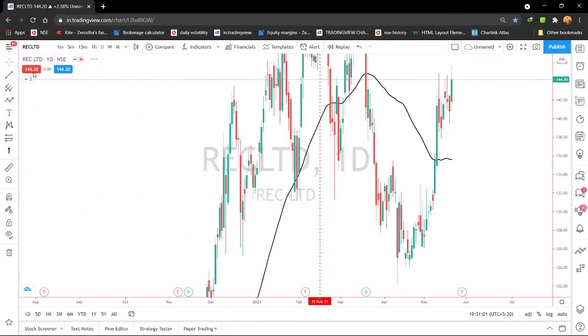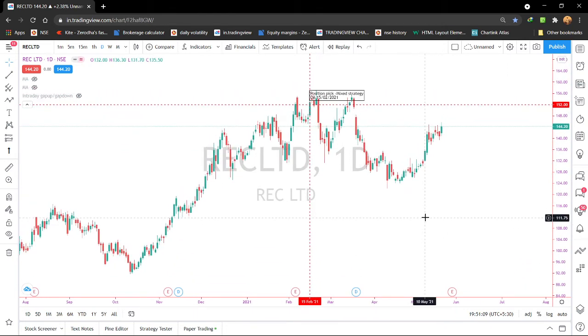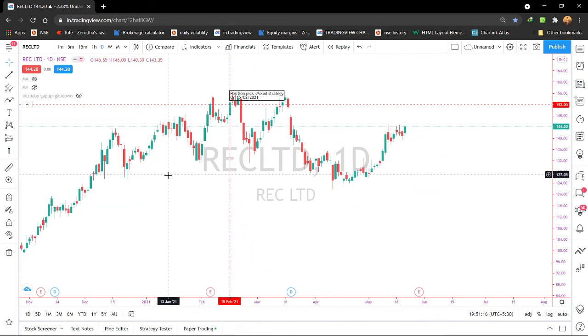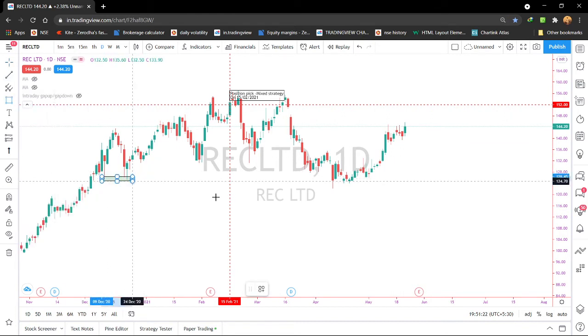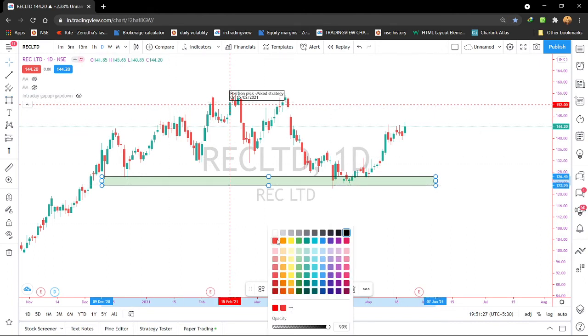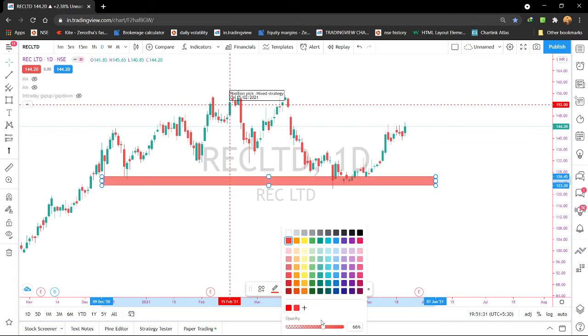First of all, I will turn off my indicator. Okay, see here, the stock was in an uptrend. There was a downfall, and some correction is going on. This was a support zone.